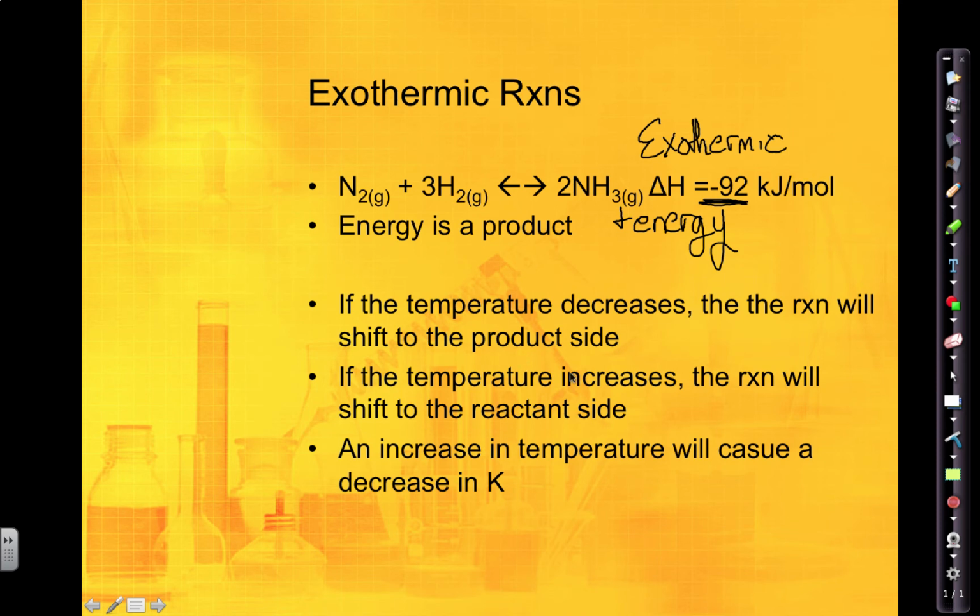So if temperature increases, so I'm adding energy, then if I look at the side that it is on, I'm adding something, it wants to get rid of it, so it's going to go to the reactant side, or the opposite side that energy is on. So an increase in temperature will cause a decrease in K for an exothermic reaction.